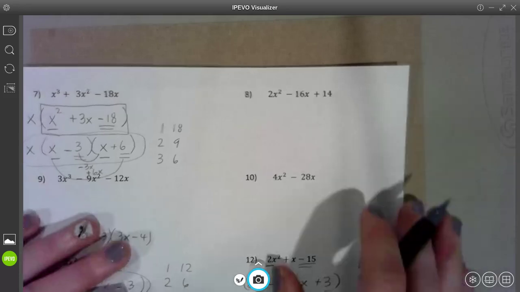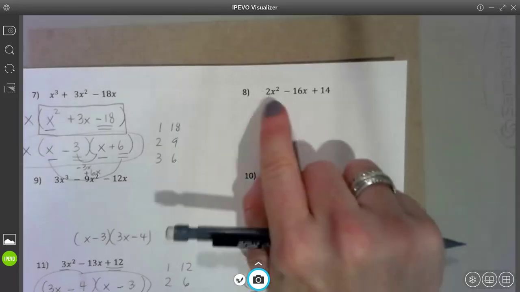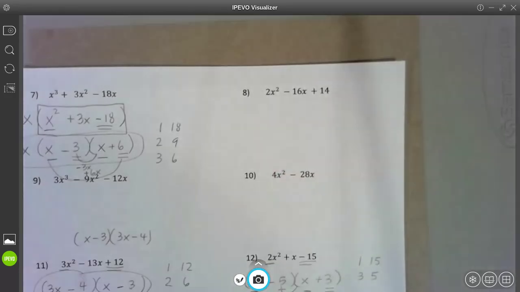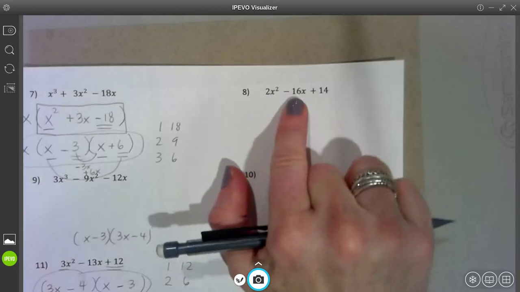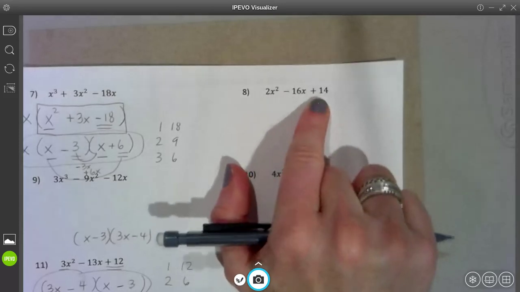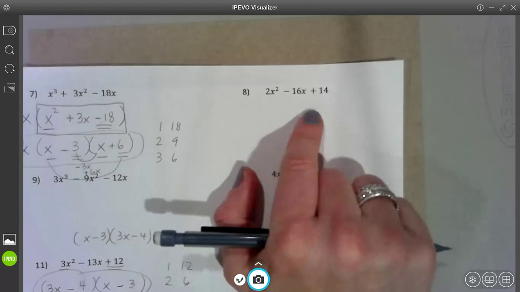Oh, all right. So number 8, same thing, right? It looks like a normal quadratic expression, right? So maybe this one doesn't raise a red flag as much, but we have to look for a GCF. That's how we start every single factoring problem. What does a 2x squared, a 16x, and a 14 have in common? Guys, they do have a GCF. They have a number 2 that will divide evenly into all of them.